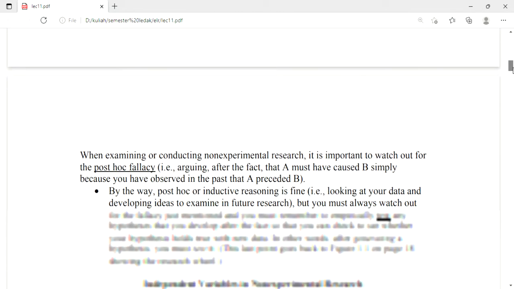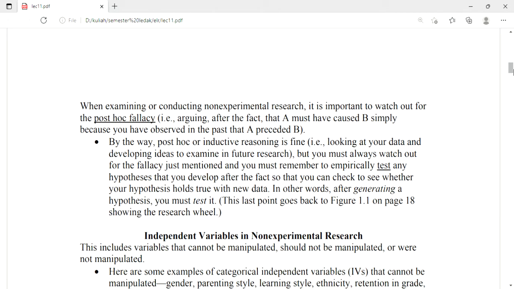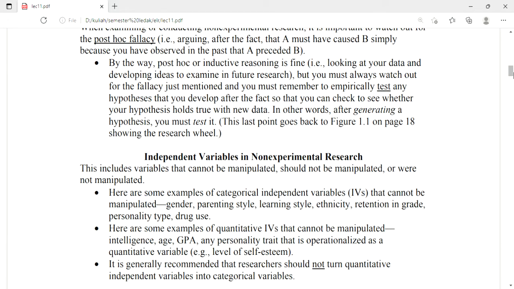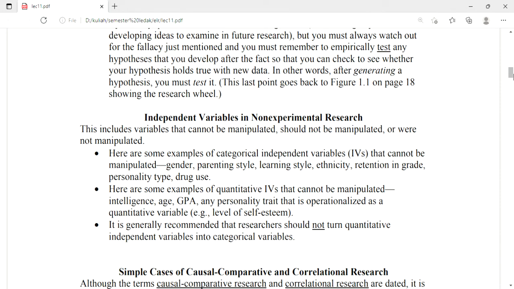And then when examining or conducting non-experimental research, it is important to watch out for the post hoc fallacy. Means that we have to see that variable A must have caused B simply because you have observed in the past that A preceded B.